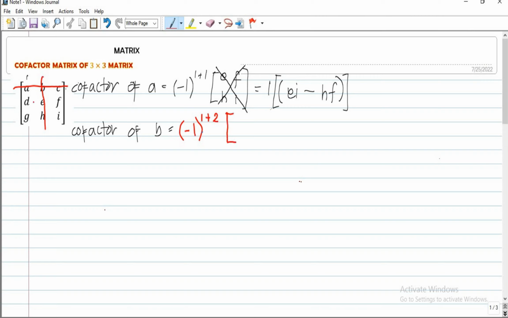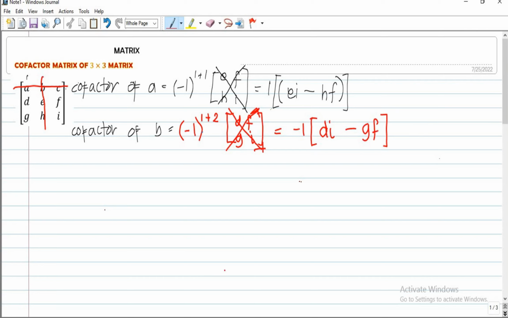Multiply that by, ano yung mga elements na hindi covered ng pivot? I have here B, F, and G, I. So, the cofactor of B now is equal to negative 1 raised to 3 is negative 1. Multiply that by, take this, that is D multiplied by I, minus G, F.